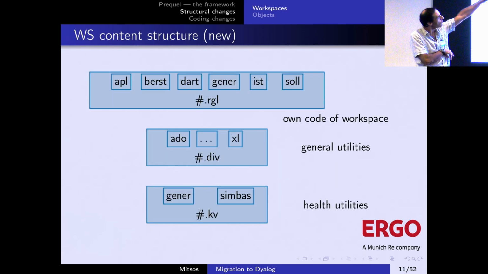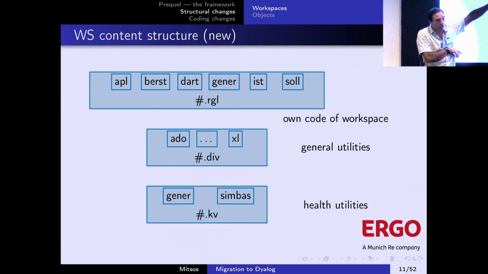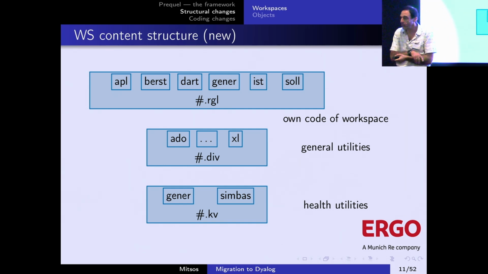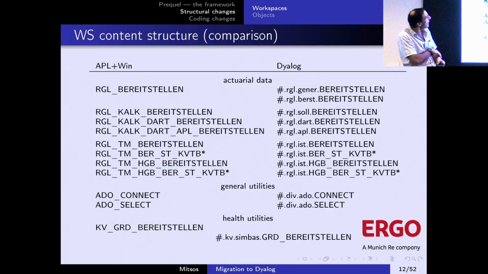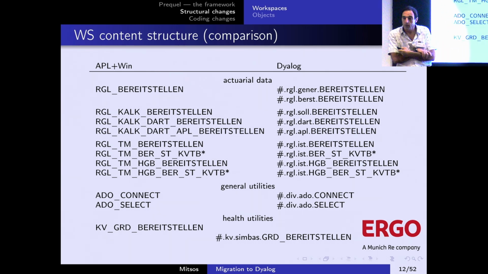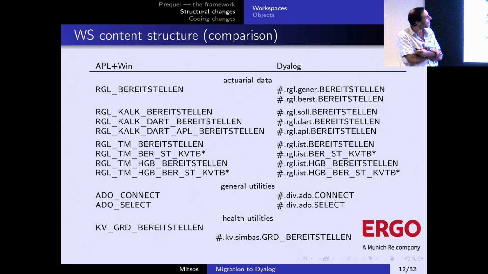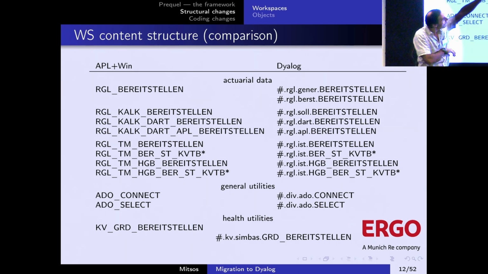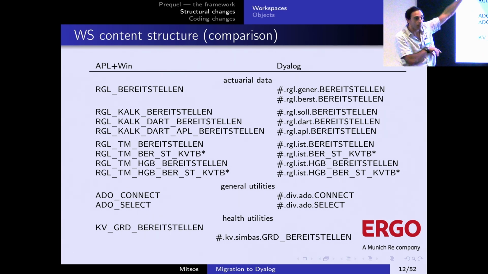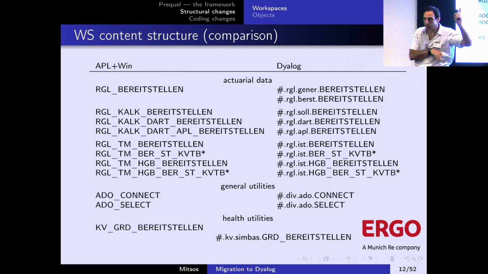This is a typical structure. The workspace concerned with actuarial data has 1 level of namespaces under it. Some basic utilities are imported under another main namespace name, and some specific health utilities under the third one. And names, here were the old prefixes used in APL+Win, and the new structure is better and clearer using namespaces. In the first line, you can also see some additional work, some modularisation done on a function that was too big and was split into 3 or 4 parts.